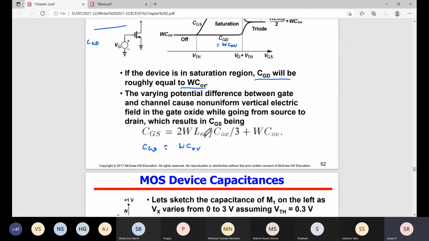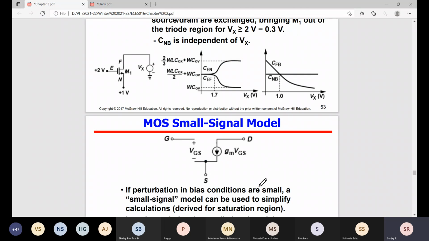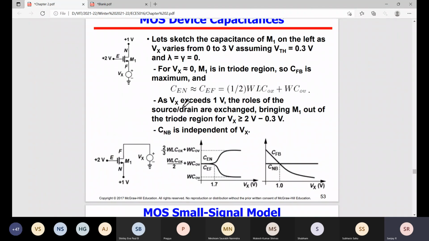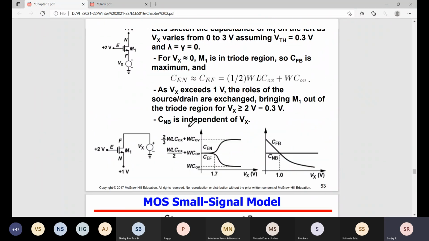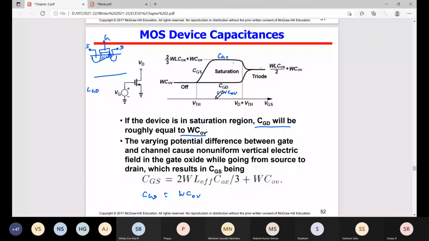Okay, fine. So now we'll do this simple problem. Maybe I will come to this problem later. If time permits, I will do this problem. But MOS capacitance is clear. Any doubts here? Is it fine for all? Okay. Thank you.